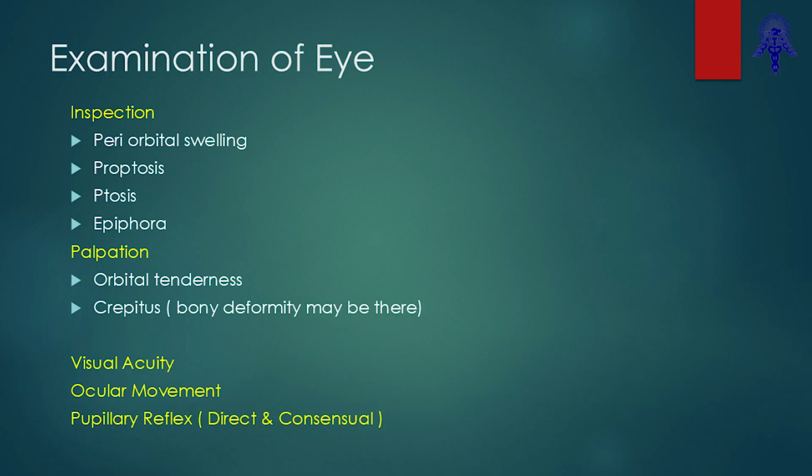Epiphora. In this patient there was epiphora. What is the cause of epiphora in this patient? Because of the huge mass, it is blocking. Now the palpation, orbital tenderness and crepitus, what I have told earlier in palpation. And visual acuity, if you have to mention 6/6 or 6/24, you have to mention. Ocular movement test to be done, and whether there is restriction or an involvement of the ocular muscle, and pupillary reflex test, you will just write.